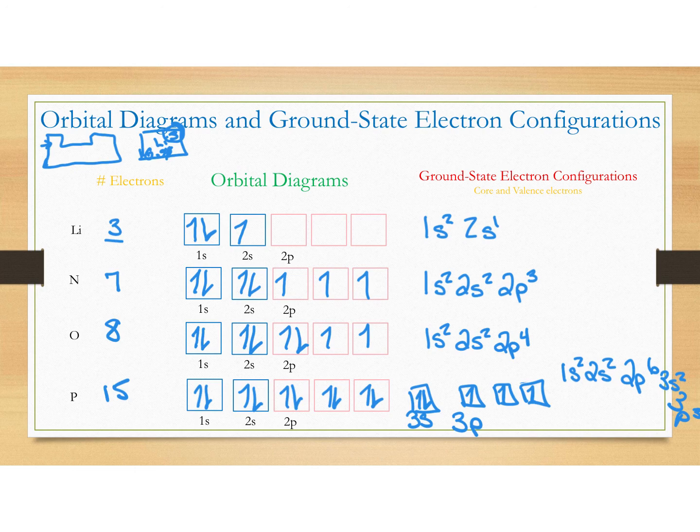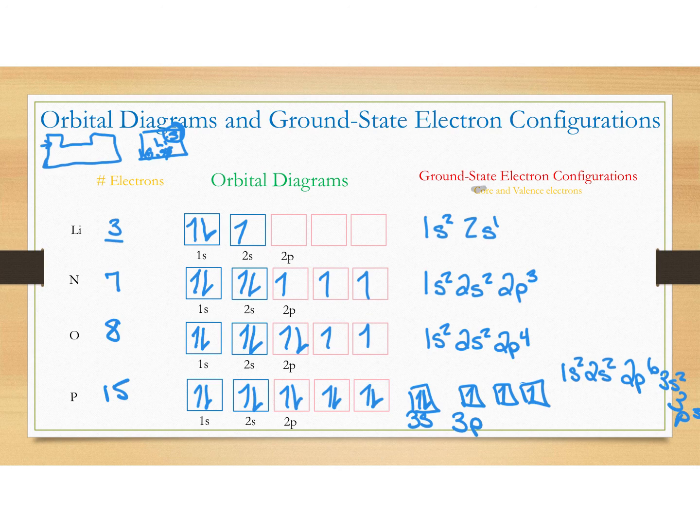If I add all these up, 2 and 2 is 4, 4 and 6 is 10, 10 and 2 is 12, 12 and 3 is 15. Atomic number 15 is phosphorus. Orbital diagrams refer to putting arrows in a box. Electron configurations are shorthand notation using superscripts to tell me the number of electrons that I have in each energy level. Now I want to talk about core and valence electrons.